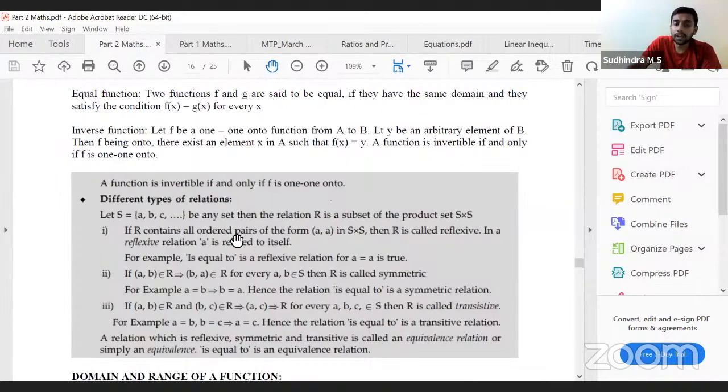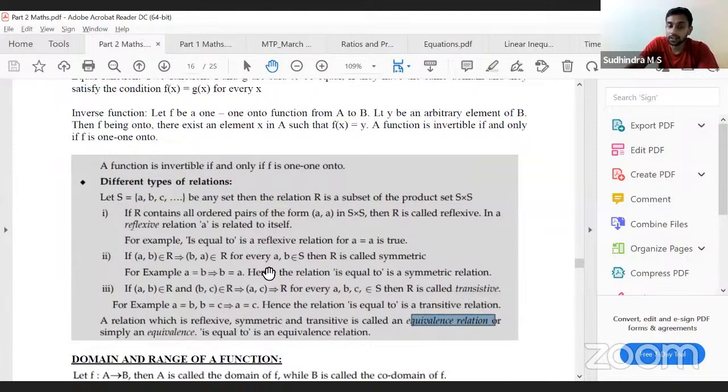What are those? Simple. What does reflexive mean? If it contains the same element, A and A, we call it reflexive. If AB is a relation and BA also holds good, then we call it symmetric. If AB is a relation, BC is another relation, and AC is also a relation, then we call it transitive. If it is reflexive, symmetric and transitive, we call it an equivalence relation. These are the 4 types of relations that we have.